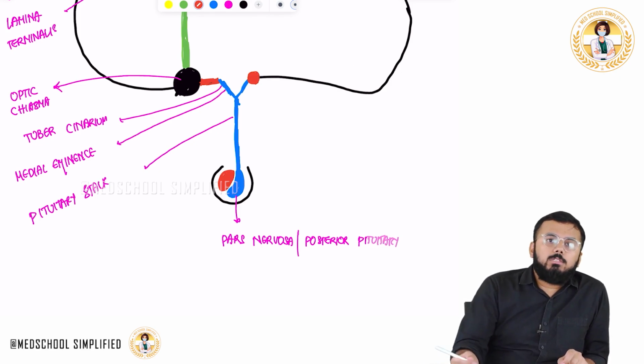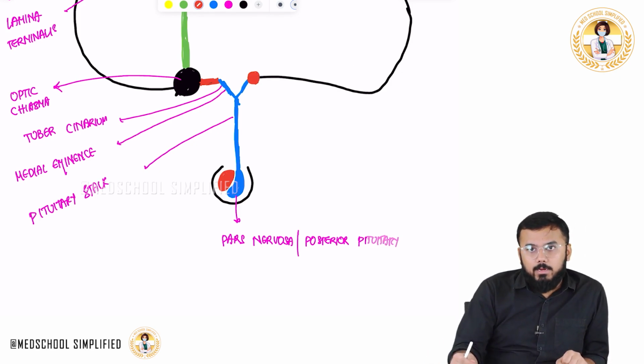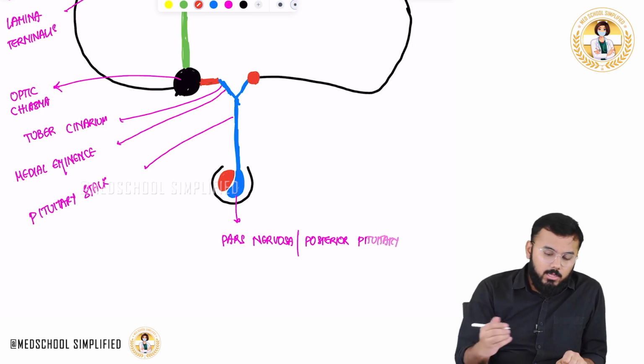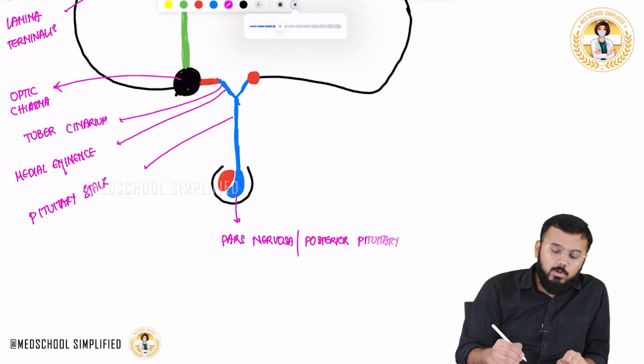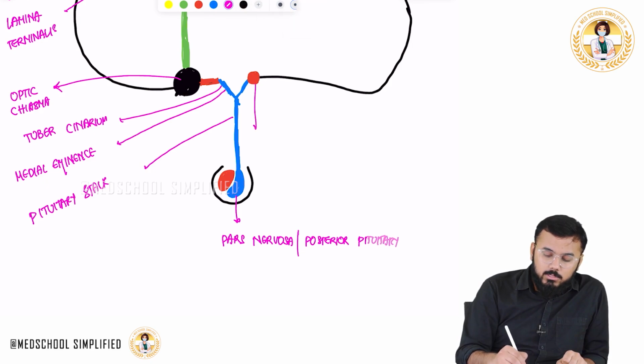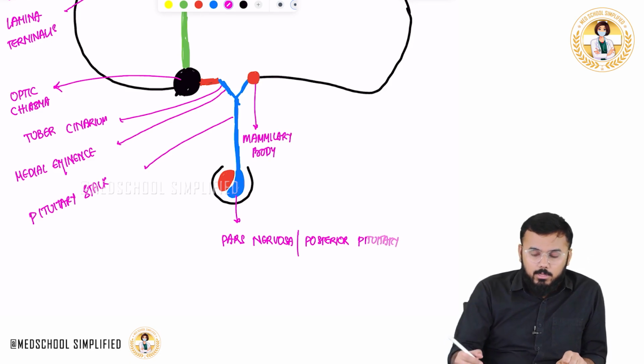How many mammillary bodies are located? You have two important mammillary bodies, one on the right and one on the left. Okay, so from the side view you can see only one mammillary body. So this is your mammillary body.